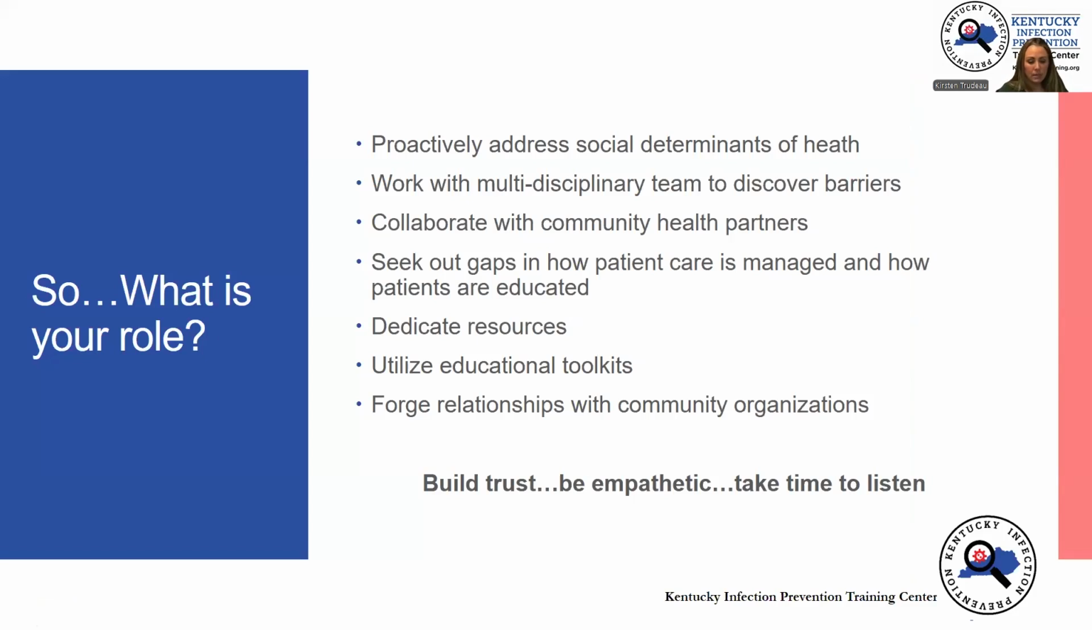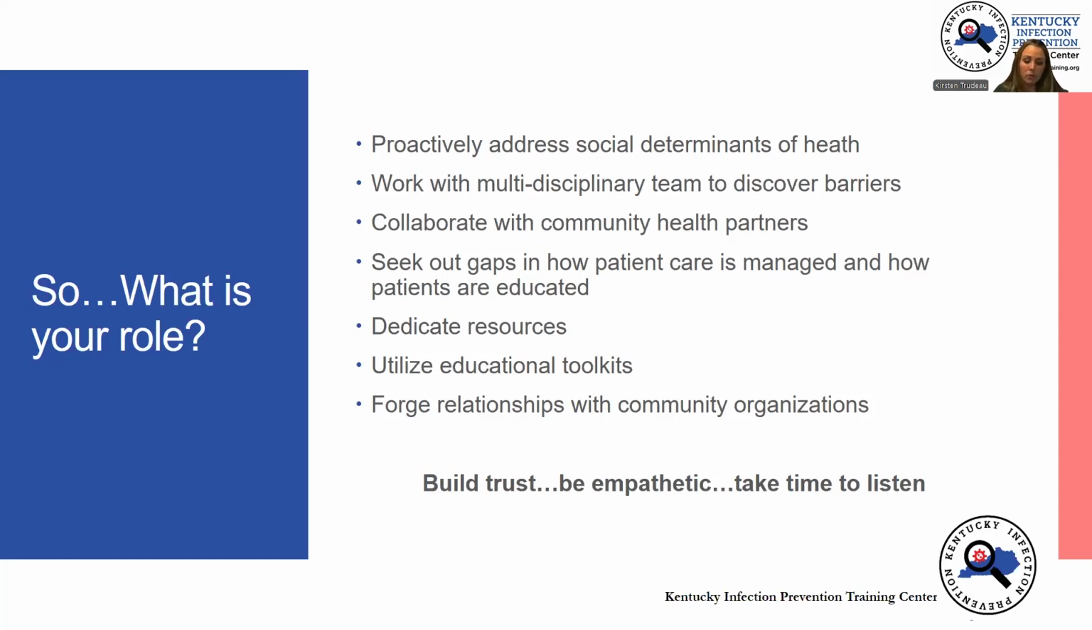And so they made these recommendations as calls to action for the IPs to make an impact on social determinants of health. So you want to proactively address social determinants of health. You want to work with multidisciplinary teams to discover barriers, collaborate with community health partners, seek out gaps in patient care and how patients are educated, dedicate resources, utilize educational toolkits, and forge relationships with community organizations. And so moving forward, you really could consider looking at social determinants of health and how you can implement changes organizationally that would impact the social determinants of health you see most in your patient population.